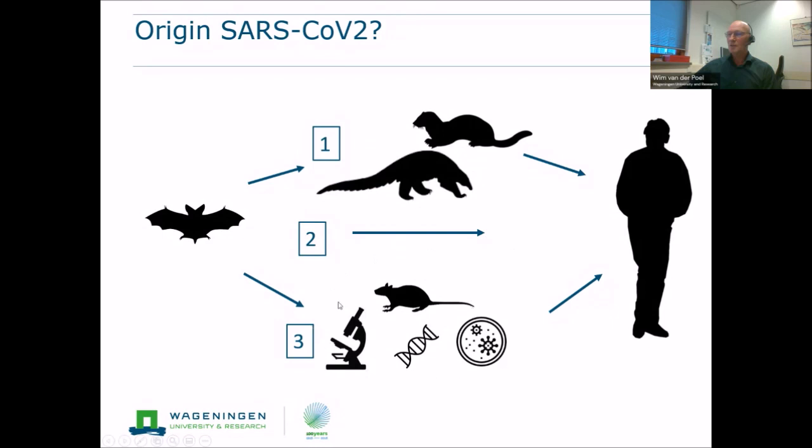And there are also people that assume that the virus may have escaped from a lab, but there was never any evidence found for that lab escape. So the most likely explanation till now is the intermediate host that has transmitted the virus from the bats to the humans.